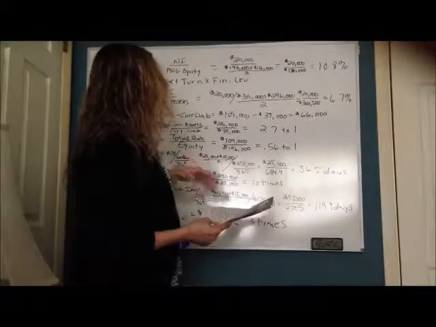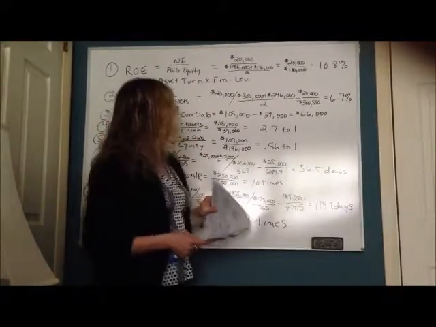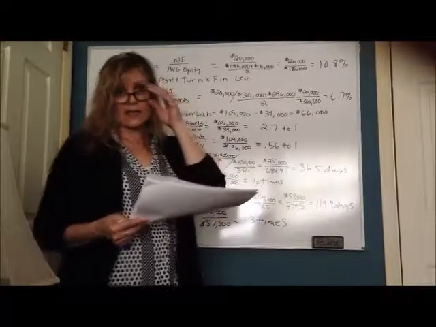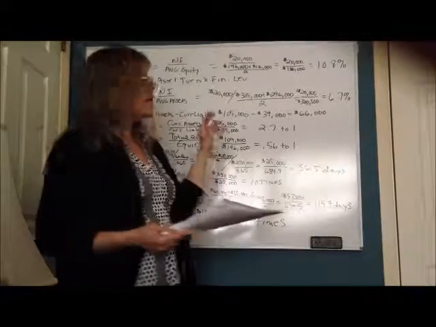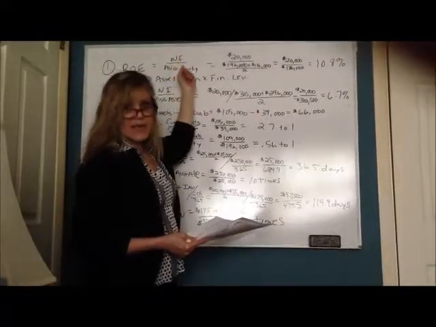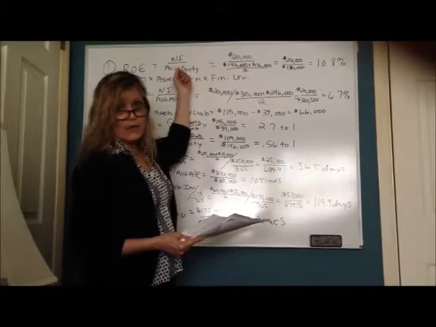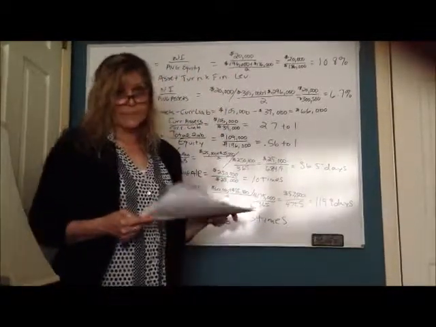What ROE is, I'm going to just talk about this for a minute. ROE is our profit margin plus our asset turnover plus financial leverage, all calculated together. This is the most important item. This is what everybody's looking at to determine how you're doing. You can compare it to yourself. You can compare it to the industry.